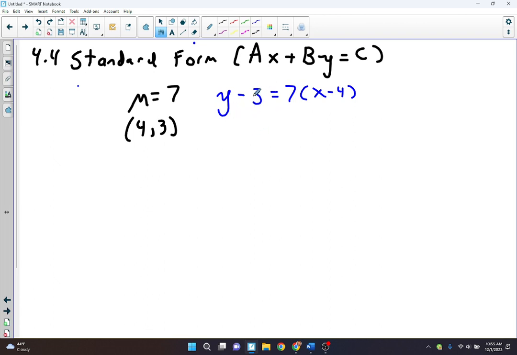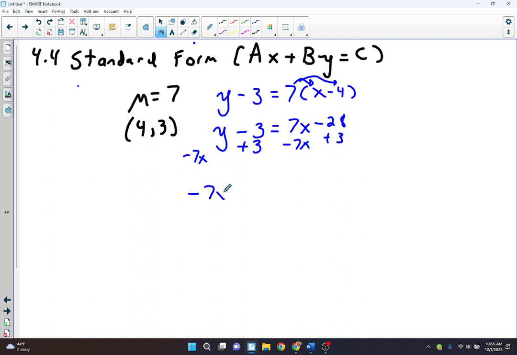Then we have to try our best to get y and x on one side and all the numbers on the other side. So I'm going to distribute the 7 to here and here. So y minus 3 equals 7x minus 28. Plus 3, minus 7x. Minus 7x plus y equals negative 28 plus 3, negative 25.